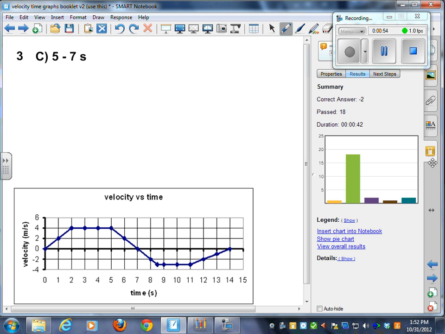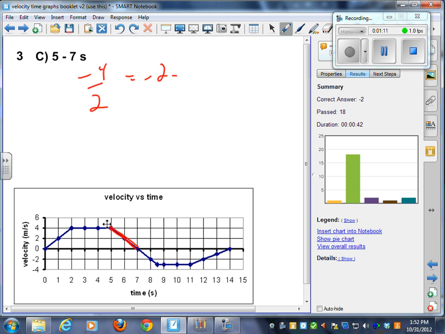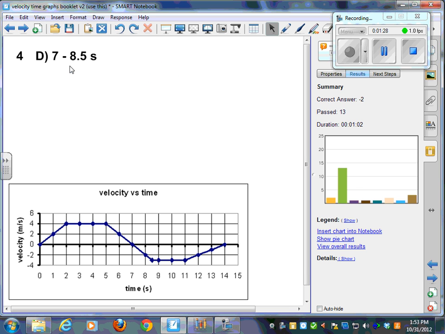All right. Number 3. The correct answer is -2. C is -2. It goes down 4 over 2, -4 over 2, or -2. Doesn't it go all the way down to -2? C is only from there to there, Matt. C is from 5 to 7. D is from 7 to 8.5.